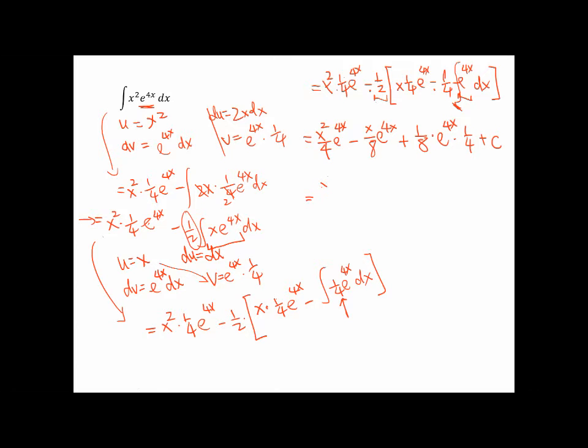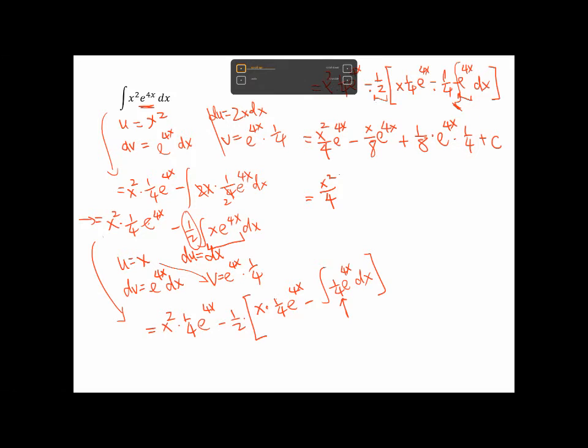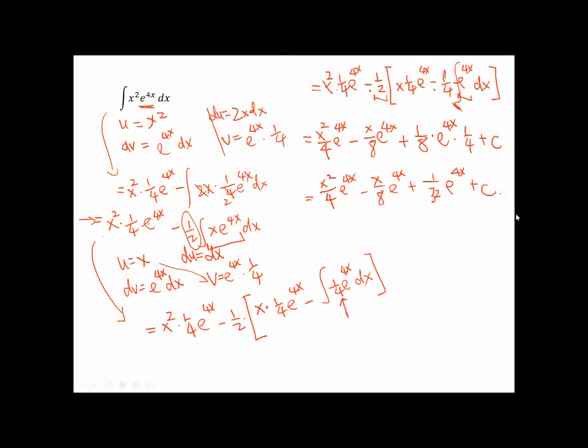And just rewrite it. x squared divided by 4 e to the 4x minus x over 8 e to the 4x plus 1 over 32 e to the 4x plus c. Okay, so this is my final answer here.